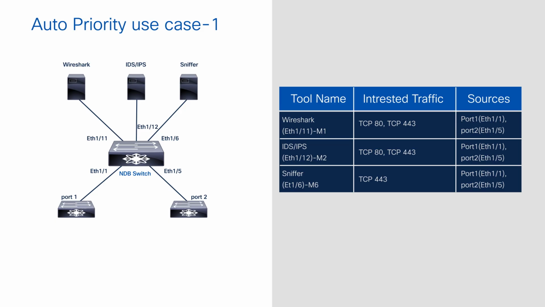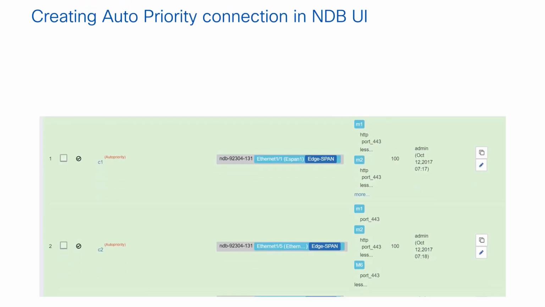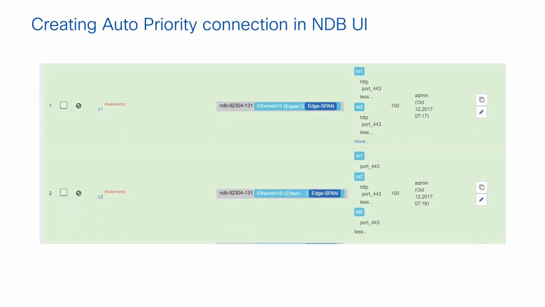As you can see, the common thing about the three requirements is that we have a common source, overlapping filters, and the tools are different. When I say overlapping, ports 80 and 443 overlap between monitor 1 and monitor 2, and 443 overlaps for all three tools, M1, M2 and M6. Let's take a look at how we can create this as auto priority connections.